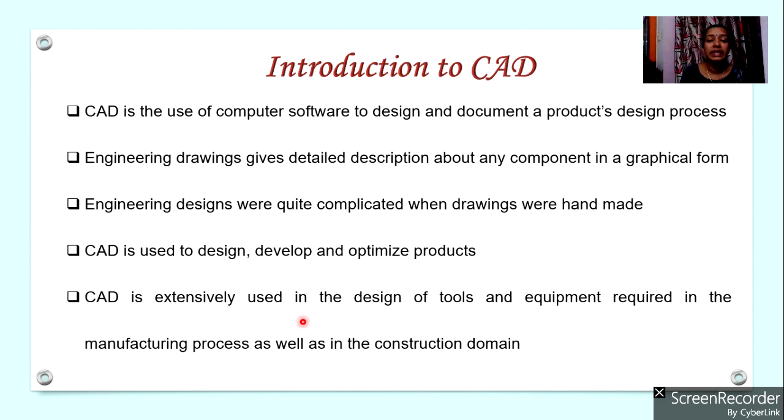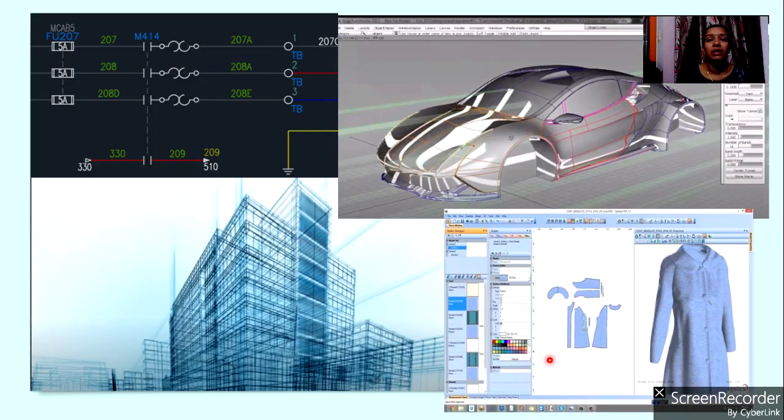And also CAD is nowadays used in the design of tools required in manufacturing process as well as in the construction domain. So it is used for making tools and equipment used in manufacturing process as well as in the construction domain. So it has a wide variety of applications, in manufacturing processes and construction domains, that means civil engineering domains, etc. CAD has a wide variety of applications.